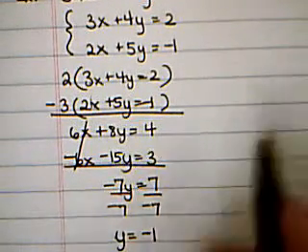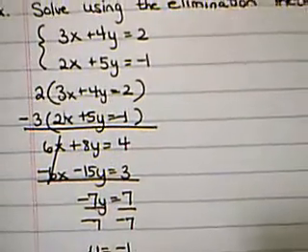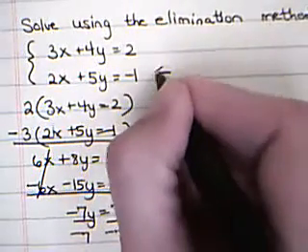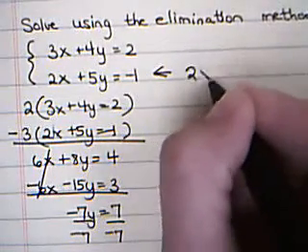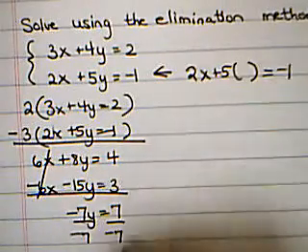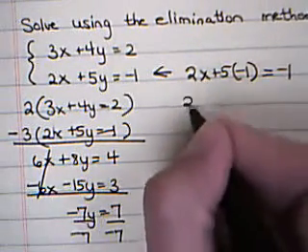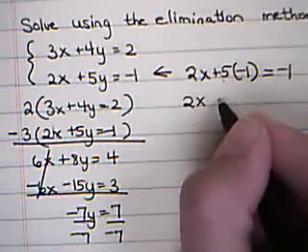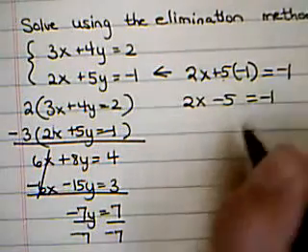So to be able to solve this, go to one of your original equations. I'm going to go to the second one. It doesn't matter which one. You have 2x plus 5 times where y is. We're still going to have to use substitution. So I'm going to have negative 1. So I have 2x. 5 times negative 1 is going to be negative 5 equals negative 1.